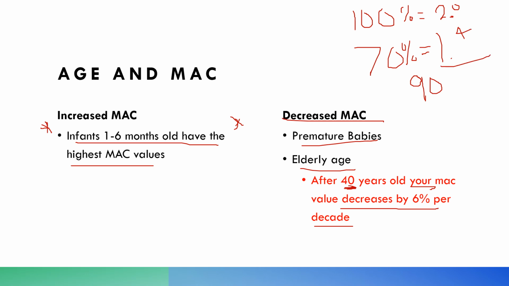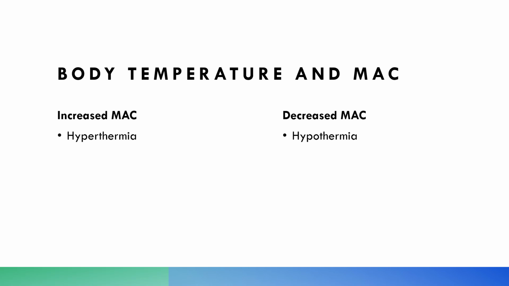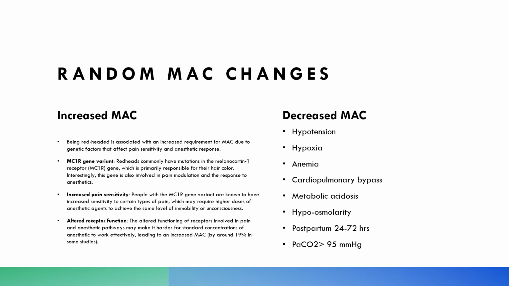All right. So 1.4% is that new MAC value for that patient. How does body temperature increase and decrease our MAC? Hyperthermia increases our MAC. Hypothermia decreases MAC. All right. So increased MAC is also triggered and related to our redheaded patients, okay?